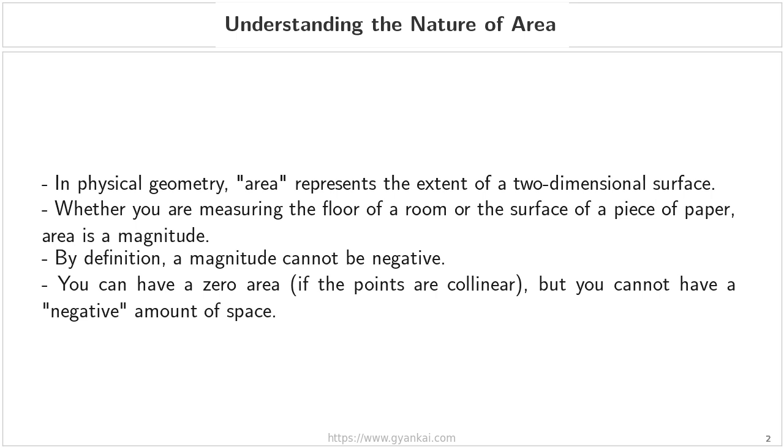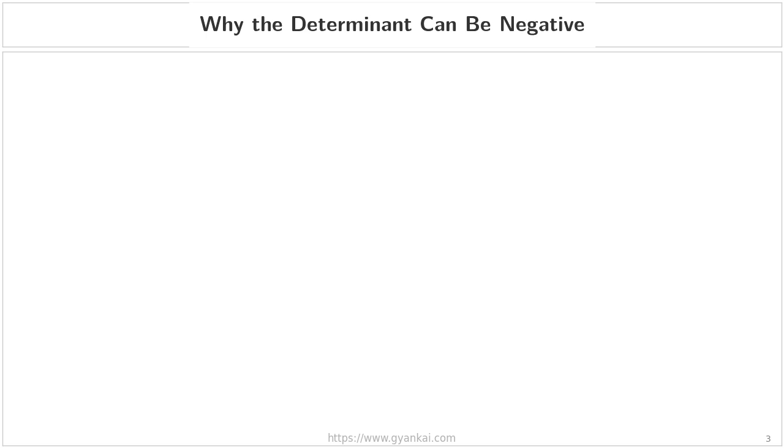This brings us to a very important realization, which we will explore in the next slide. If area can never be negative, why does our determinant formula sometimes give us a negative result? Let's find out. Why the determinant can be negative.